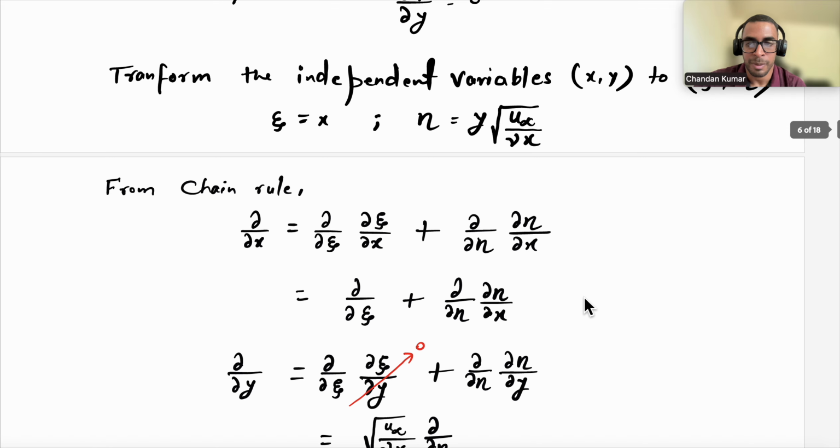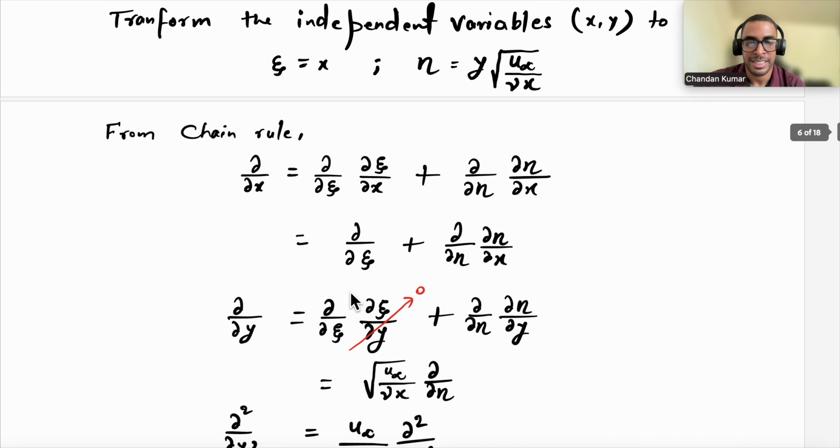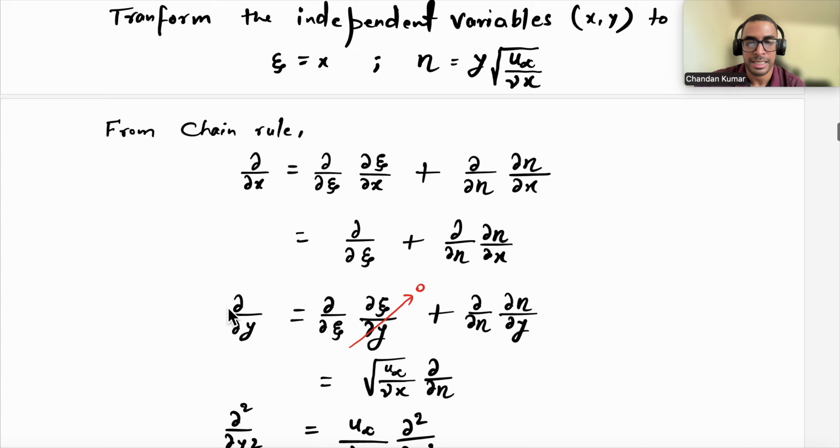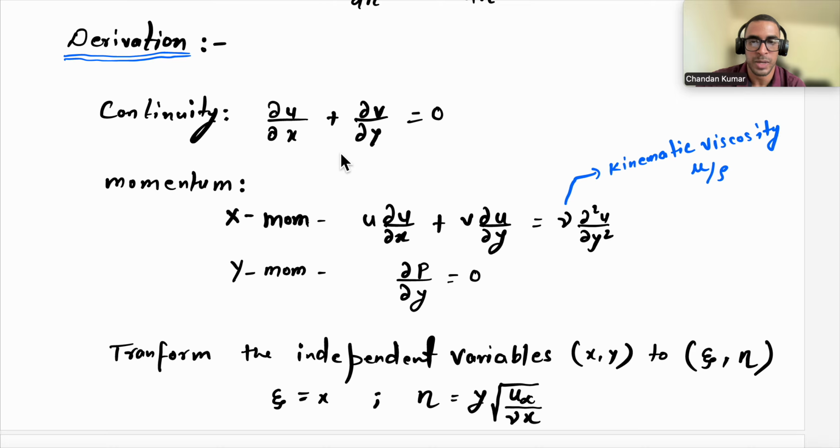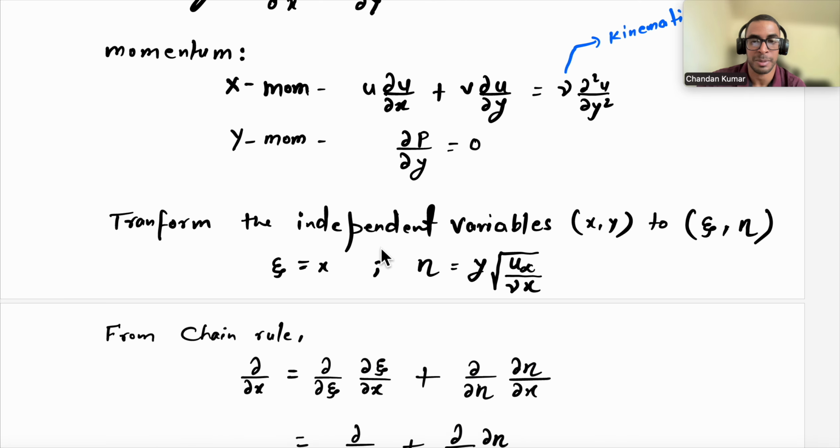And then from the chain rule, we can express any derivative with respect to x in terms of xi and eta, and any derivative with respect to y in terms of eta. We are doing this because we want to eliminate any derivative with respect to x and y in this equation with xi and eta, and that is our main purpose.